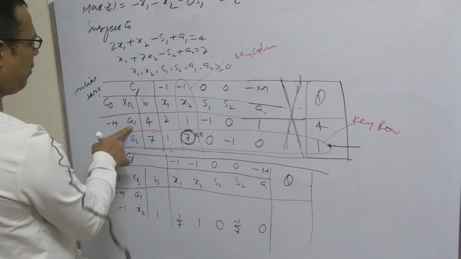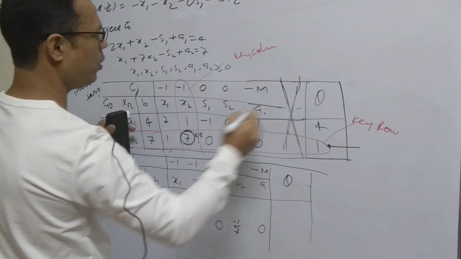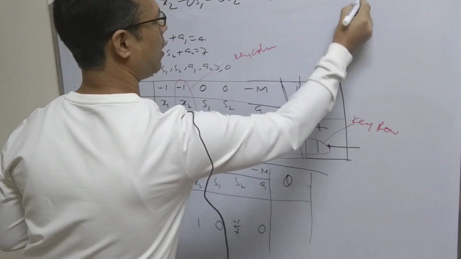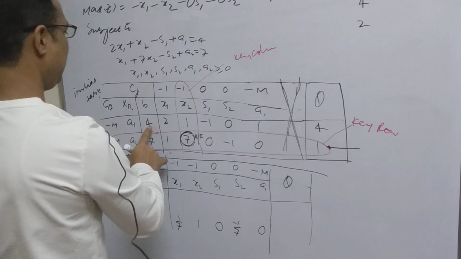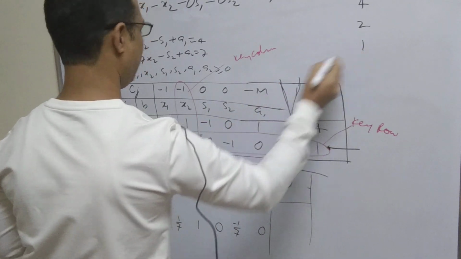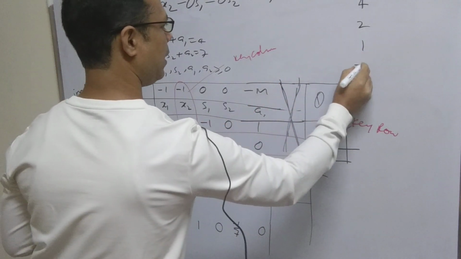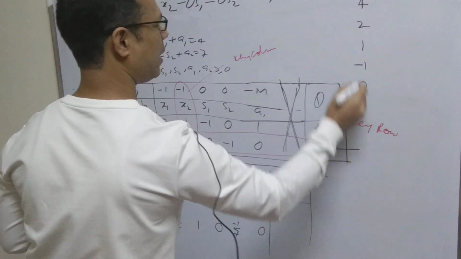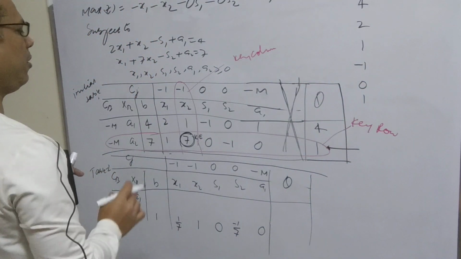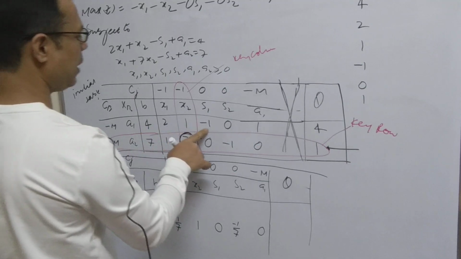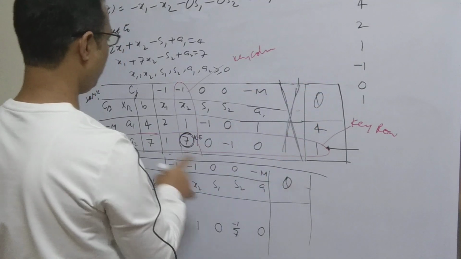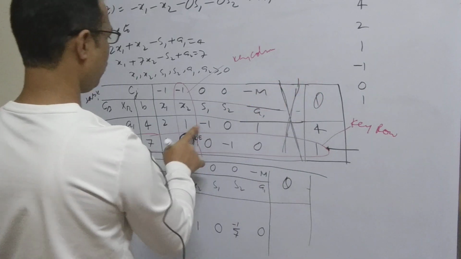So take this variable A1 and see this value. What is the old value? 4, and write in this order. 4, 2, 1, minus 1, 0, 1 in vertical order. Just write all these values in vertical order. Now 4, 2, 1, minus 1, 0, 1.